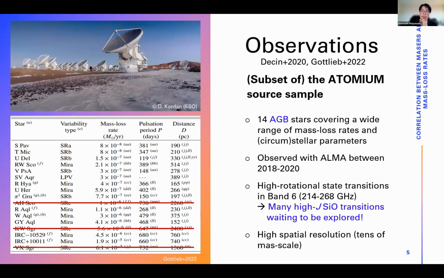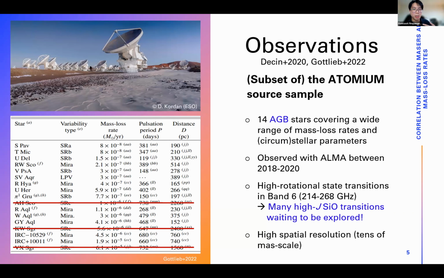Now, in this work, we utilize the rich data set from the ATOMIUM Large Programme, which I'm sure at this point, again, you've heard already. These were observed with ALMA between 2018 and 2020. And these were observations in band 6, which covers 214 to 268 gigahertz. In this band, we've got a lot of SiO transitions that are really interesting because they are not really well studied, especially at this spatial resolution.